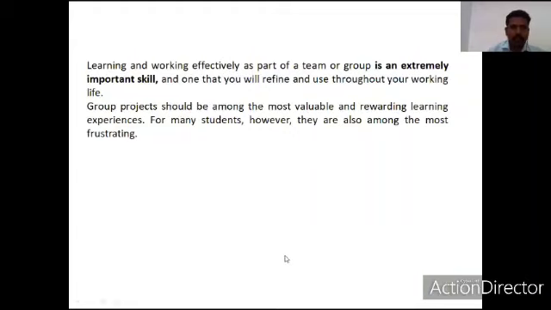The preamble of today's topic is that learning and working effectively as part of a team or a group is an extremely important skill, and one that you will refine and use throughout your working life. Group projects should be among the most valuable and rewarding learning experiences for many students. However, they are also among the most frustrating.